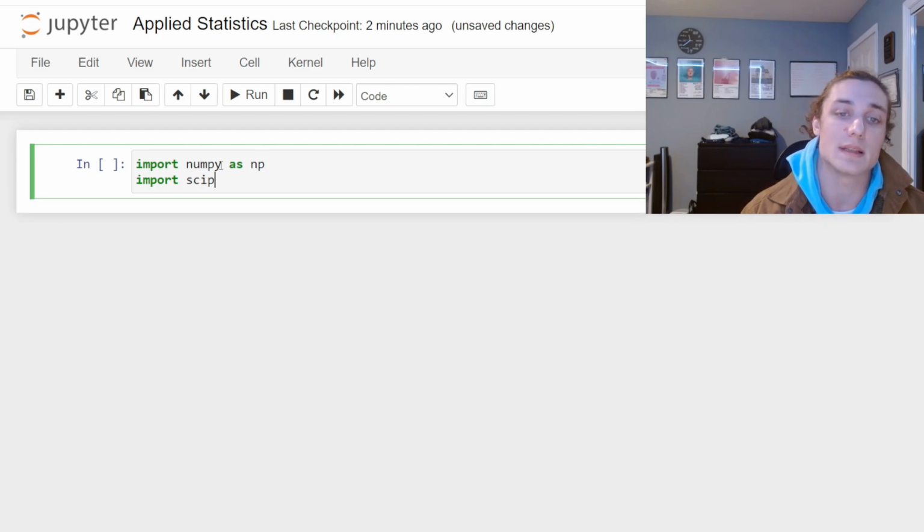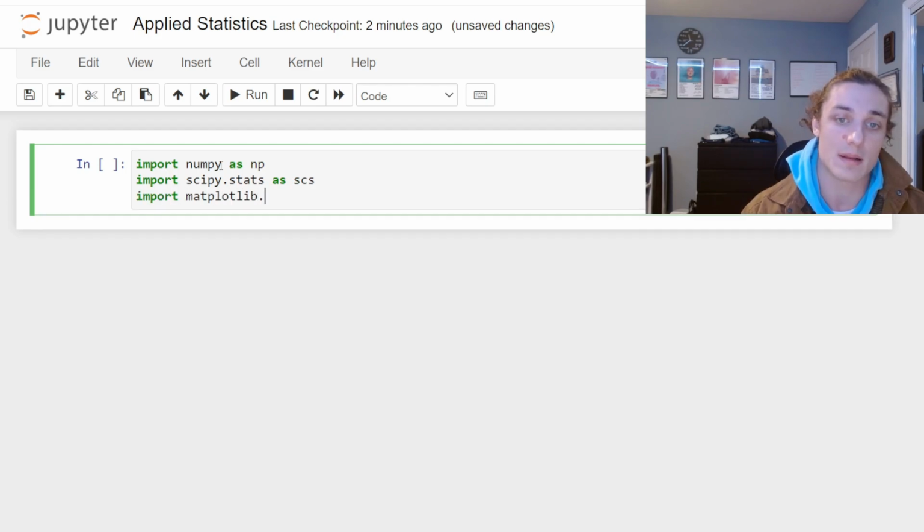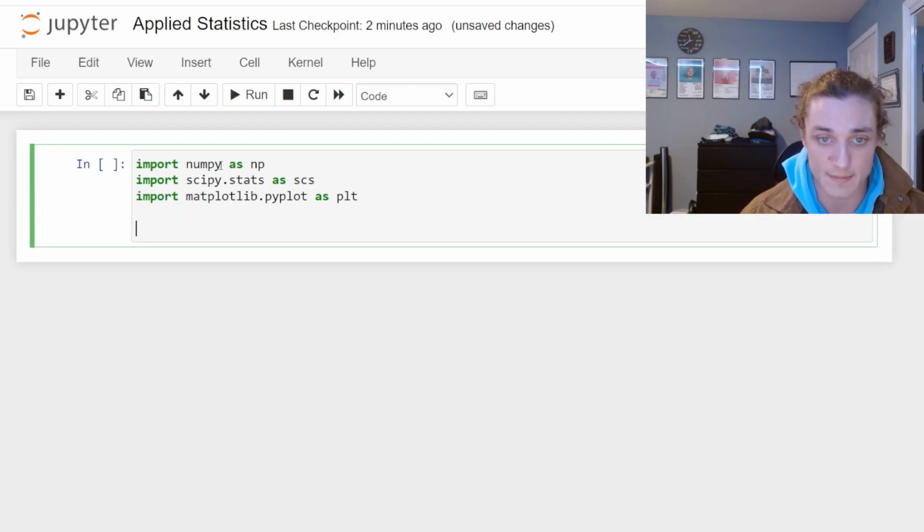Alright, so for starters, let's quickly import numpy as NP, import scipy.stats as SCS, and import matplotlib.pyplot as PLT. Okay.